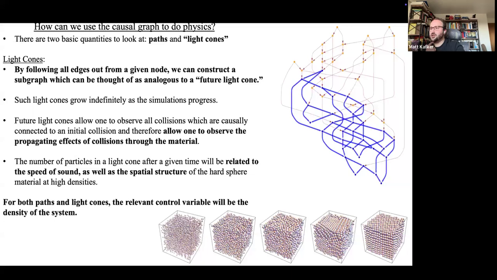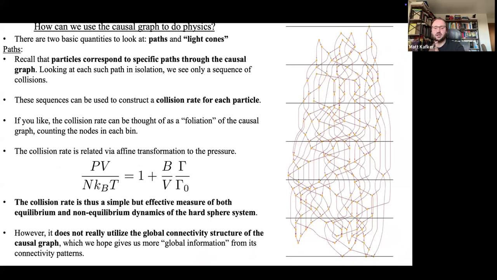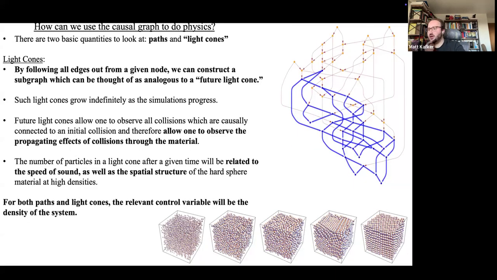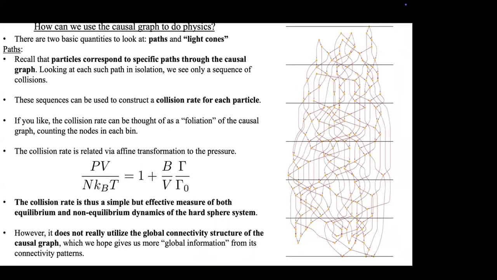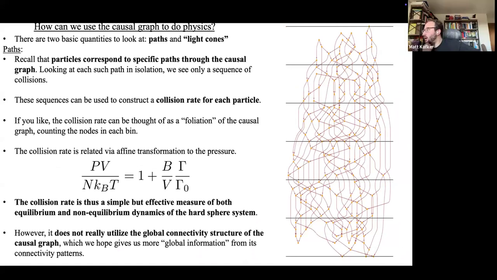Okay, are there any questions about the general setup? So we have paths, we have light cones. We can use paths to get the pressure and things like this. We can use light cones to get, well, we'll take a look at what we could learn from them. Can you talk for a little bit about the equation relating the pressure to the rate of collisions? Sure.